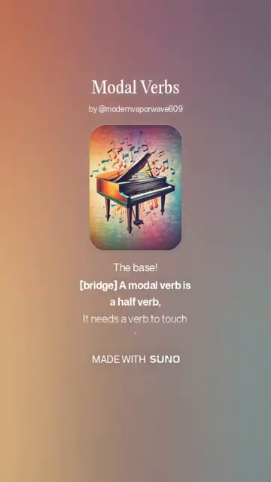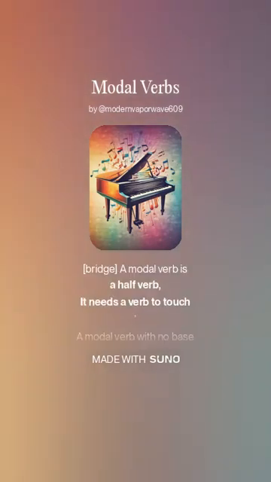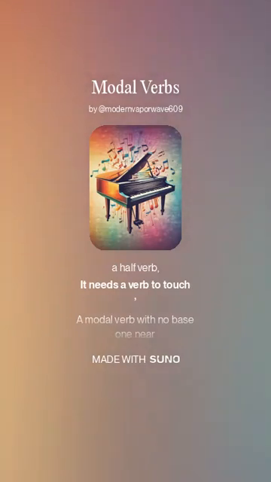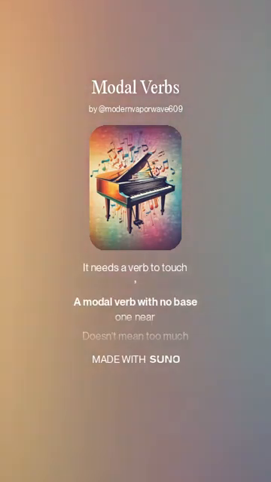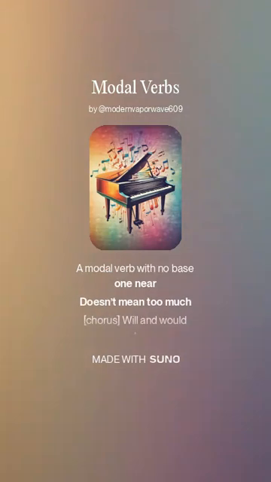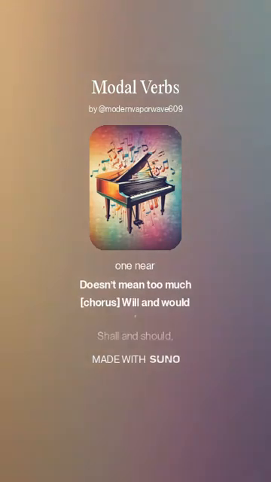The modal verb is a half verb. It means it needs a verb to touch. A modal verb with no base verb near doesn't mean too much.